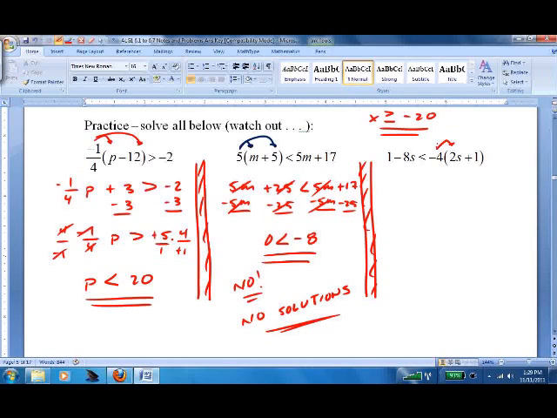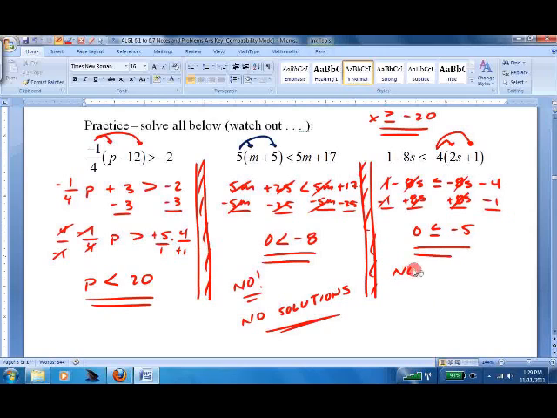So again, distribute. Let's move the numbers over. Minus 1 plus 8s. And everything cancels again. 0 less than or equal to negative 5. Is 0 less than or equal to negative 5? No. So the answer is no solutions.